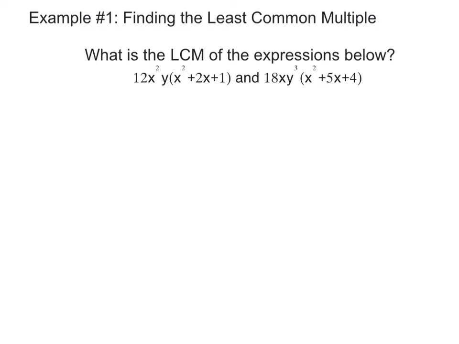So if I have 12, I should know based off of a factor tree, but I'm just going to show you just in case you've forgotten, that 12x squared y will give me 2 times 2 times 3 times... Nope, sorry. Not y, but 2 x's, 1 y. And then x squared plus 2x plus 1, if I do AC, that would give me x plus 1 and another x plus 1.